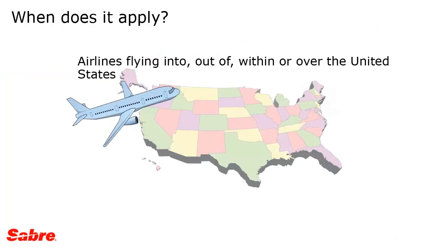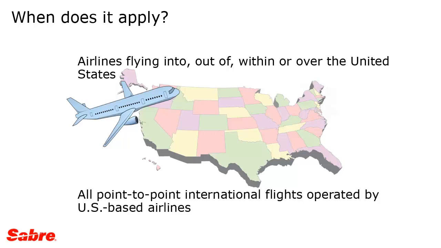Secure Flight includes airlines flying into, out of, within, or over the United States, as well as all point-to-point international flights operated by U.S.-based airlines. Secure Flight applies to all applicable passenger name records, regardless of the sales channel through which you book the reservation.